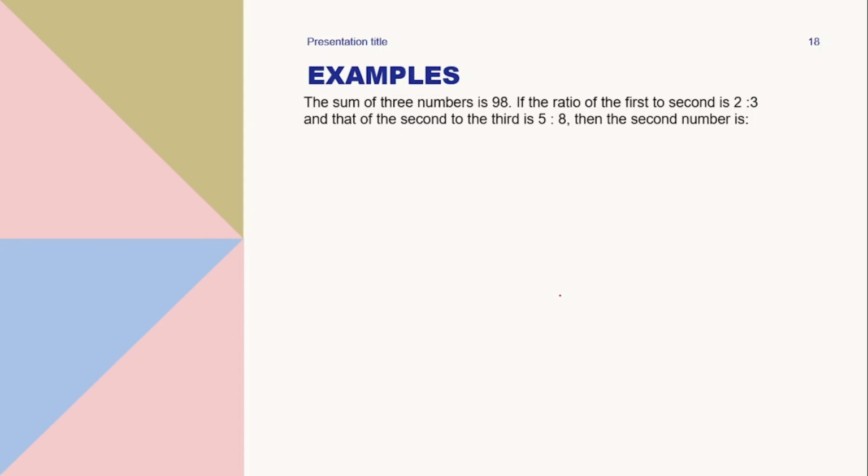Okay, so coming to the next question, it said that the sum of the three numbers is 98. If the ratio of the first to the second is 2 is to 3 and that of the second to the third is 5 is to 8, then the second number is. Okay, first of all, we are assuming three numbers a, b, c. So the sum of the three numbers is 98. a plus b plus c equals 98.